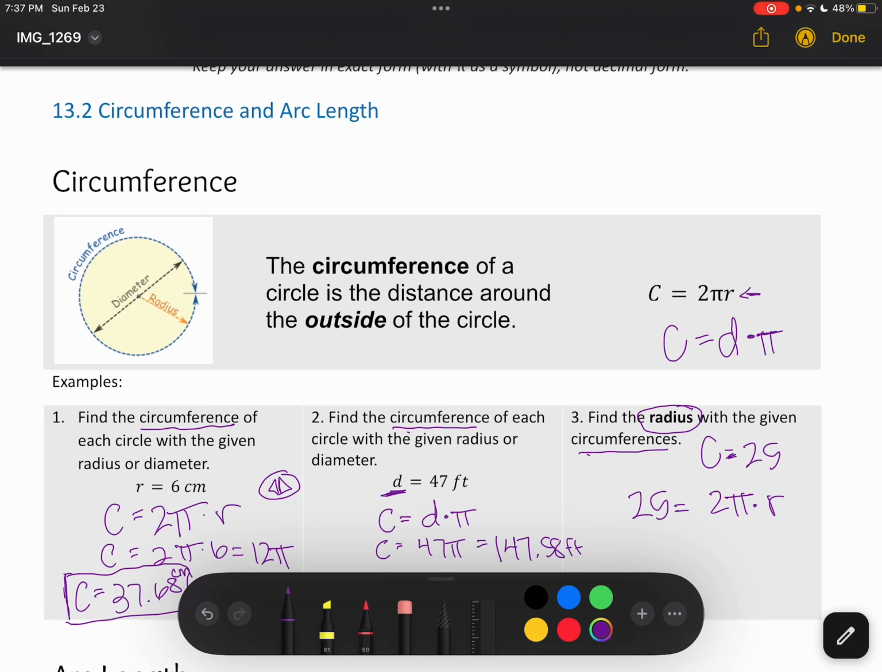That means this is an equation that needs to be solved. We need to work backwards for it. So right now, r is being multiplied by 2 and by pi. So the first thing I want to do is cancel out the 2. So we divide both sides by 2. We get 12.5 equals pi times r. Then we're going to divide by pi. The pi cancels out. We're left with r on the right-hand side. And 12.5 divided by pi comes out to about 3.98.